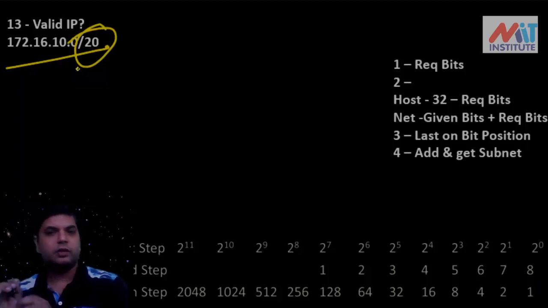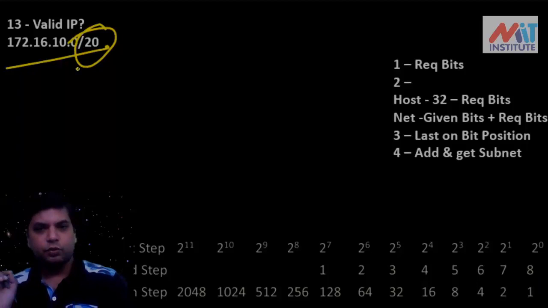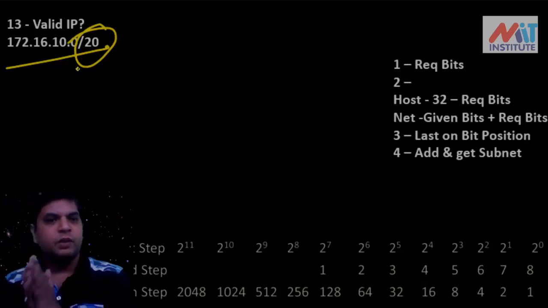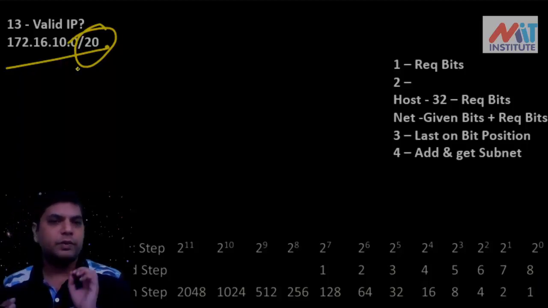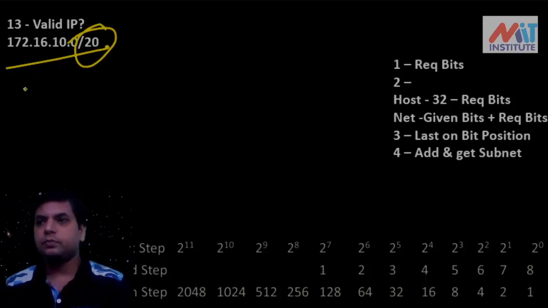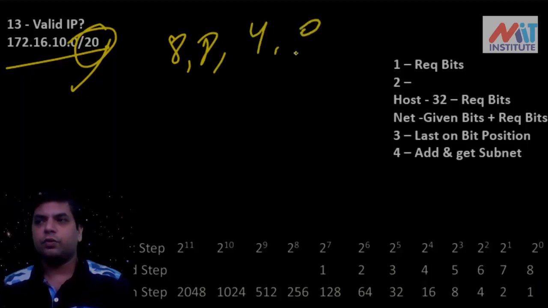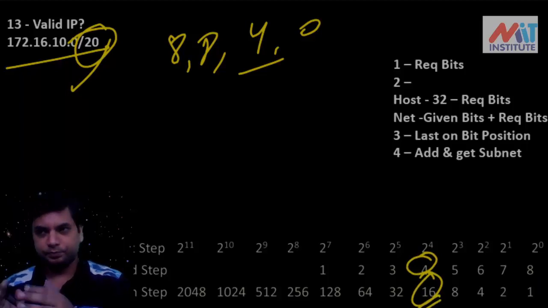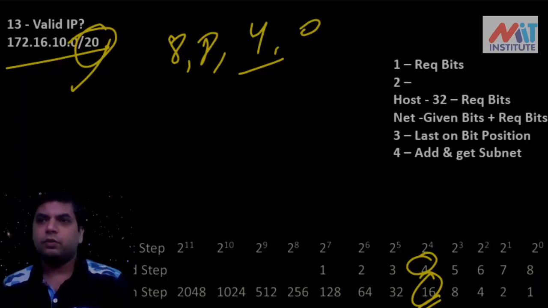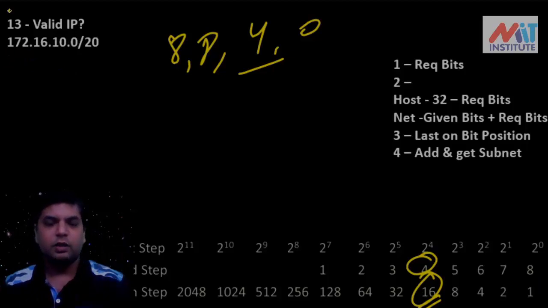If you solve anything in a subnetting problem, the last on bit is the key. If you know what you need to do with the last on bit, you can solve any problem within seconds. Okay, so with /20, which means the position is 4, you need to have 16 in the third octet.